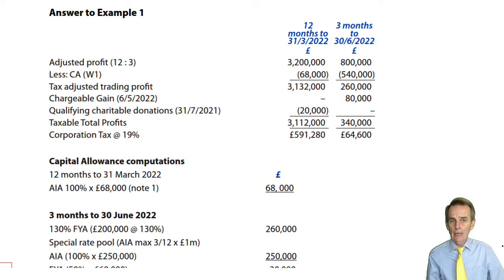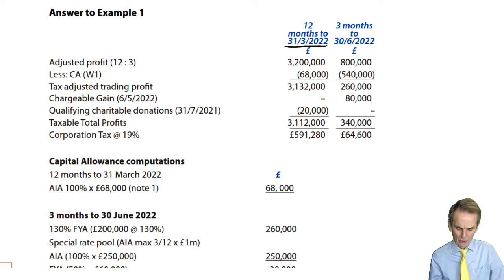Okay, well, let's see how we got on, therefore, with splitting our long period of account into these two separate accounting periods. Again, as soon as you read that length of the period for the statement of profit or loss, you knew that you were going to split it into two corporate tax computations: the 12 months to 31st of March 2022, and then the remaining balance of months, the 3 months to the 30th of June 22.